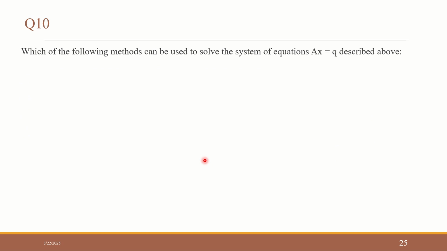Question 10. In question 10, we have: which of the following methods can be used to solve the system of equations Ax = Q described above? As mentioned, we are back to the original problem statement, where we were asked to discretize a Laplace equation and arrived at the form Ax = Q, where A is the coefficient matrix, X is the unknowns, and Q is a column vector, as we have seen. So we need to know which of the following methods can be used to solve this system of equations.